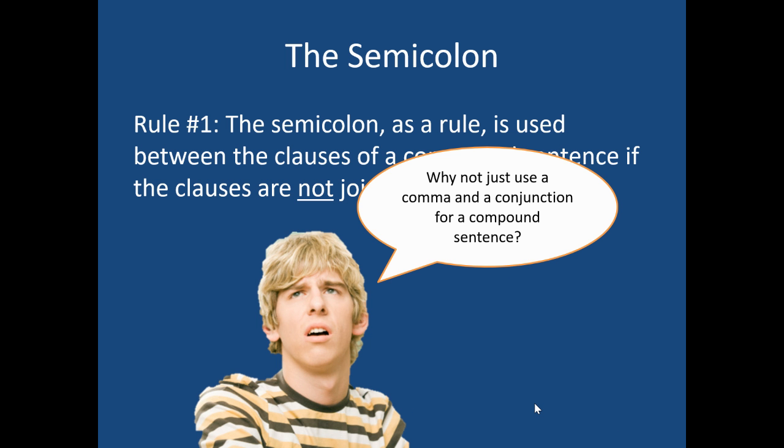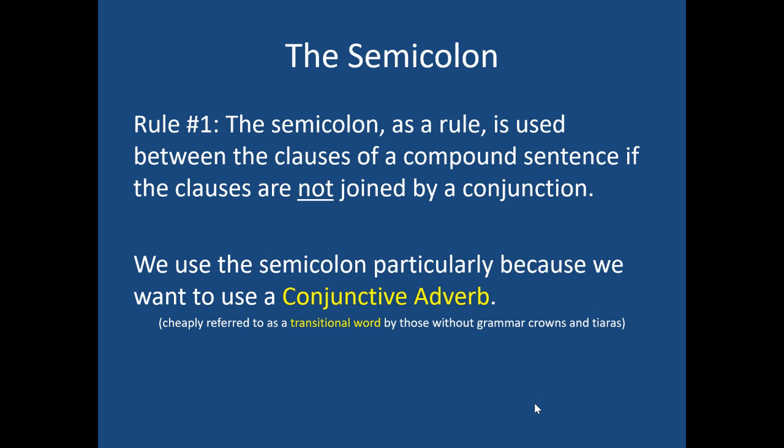Sometimes the question comes up, why not just use a comma and a conjunction for the compound sentence? Just a good question. A compound sentence is nice, but it's kind of limited in the conjunctions that you can use to join those two thoughts together. We use a semicolon because it allows us to use the conjunctive adverb, which is much stronger than a traditional conjunction. Sometimes people refer to it as a transitional word, which is great. It's not officially its word, but it's fine. But really, they're called conjunctive adverbs.